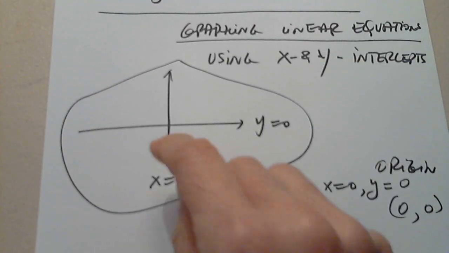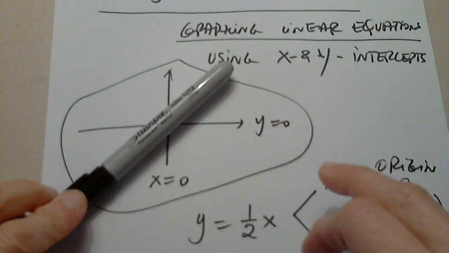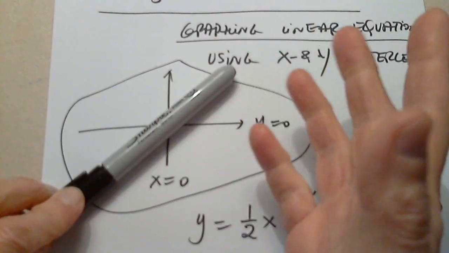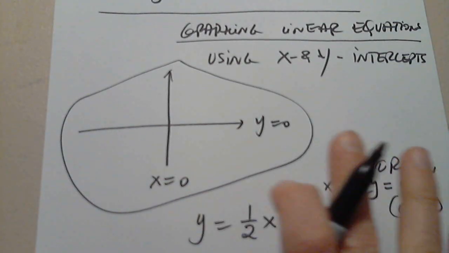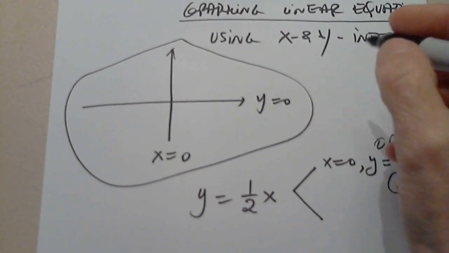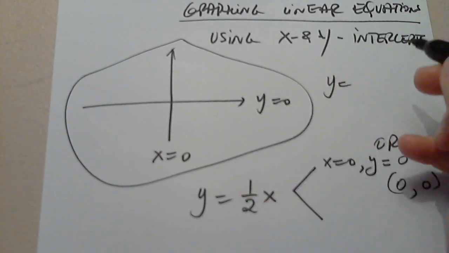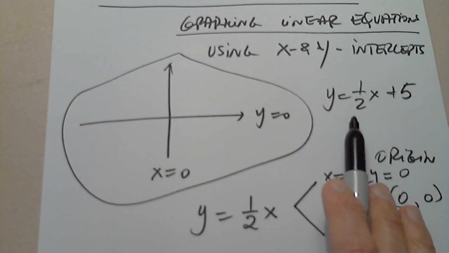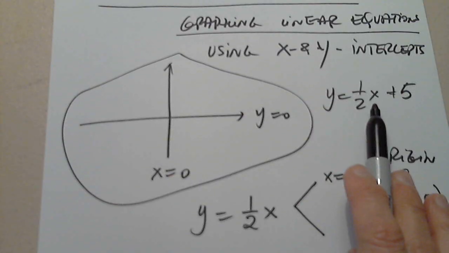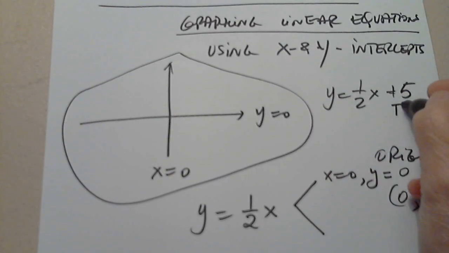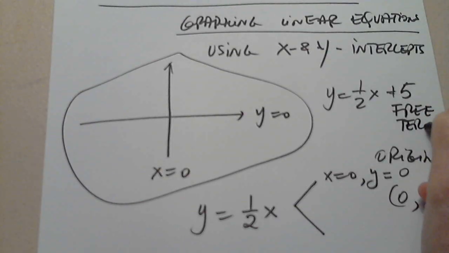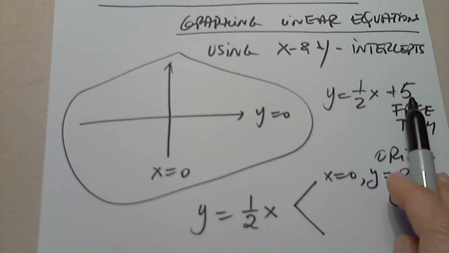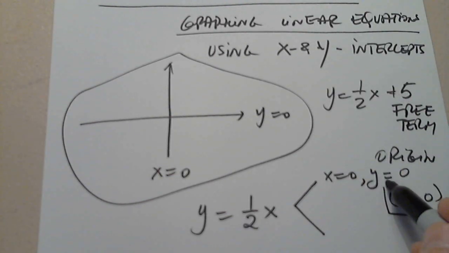In other words, the line passes through this point. Both x and y intercepts are the same point. This may happen. When does this happen? When the equation has no free term. What do I mean by free term? So remember, the equation has a coefficient in front of x and a free term. We call it free term because it doesn't have x. It's free. But because this equation does not have a free term, the equation will pass through the origin.